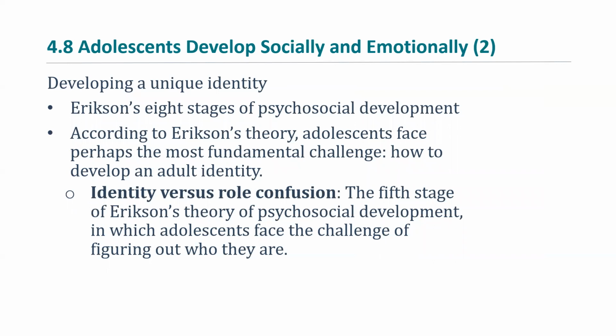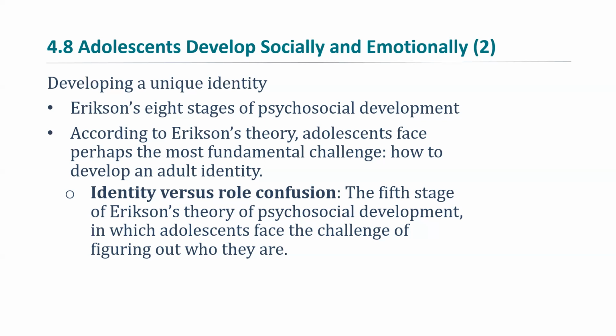So one person who wrote a lot about identity development was Erikson. He has a theory we'll look at on the next slide, which includes 8 stages of psychosocial development. According to Erikson's theory, adolescents face one of the most fundamental challenges: how to develop an adult identity in order to fit in and prosper within society. His 5th stage is called identity versus role confusion.